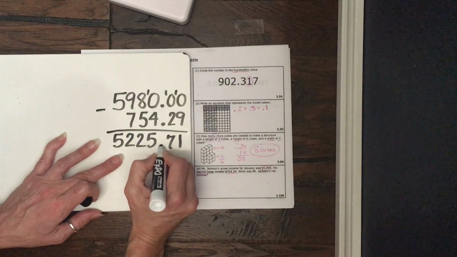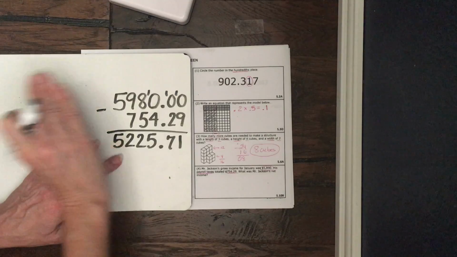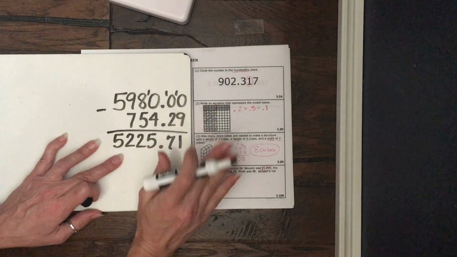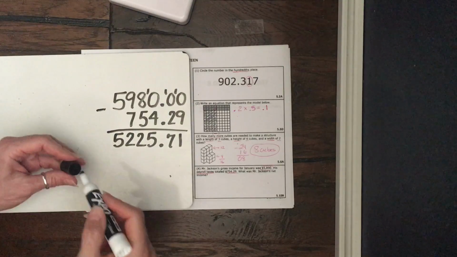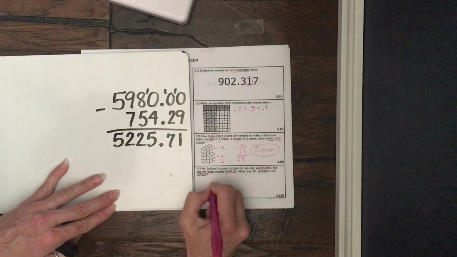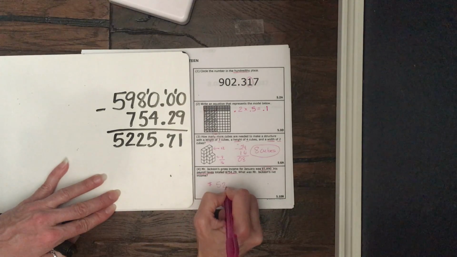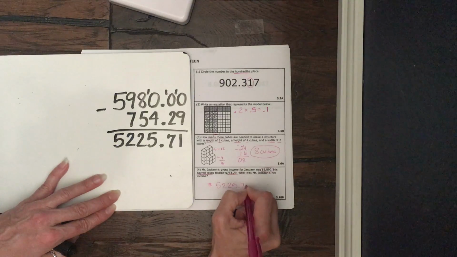We bring our decimal straight down. And again, guys, the subtraction is awesome because it's simple, it's got your little ones, it's all neat and nice. You didn't have to cross out and borrow and make some of these 10s and some of them 9s. So it just keeps everything really neat. So what was his net income? $5,225.71.